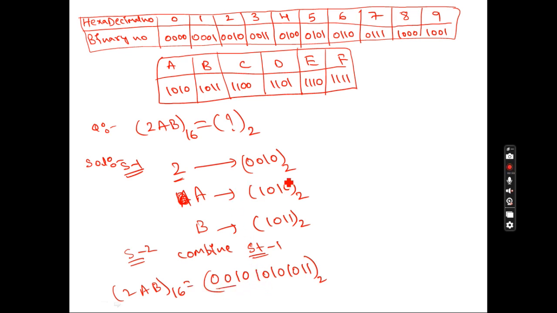So did you get clarity now? Whatever hexadecimal number is given, in step one, take the digits individually, split each and every digit, and write its corresponding binary number from this table. This table is very, very important for us. From this table we have to see the numbers and write them. After writing for the individual digits, we combine the results obtained in step one. So this will be your final answer.